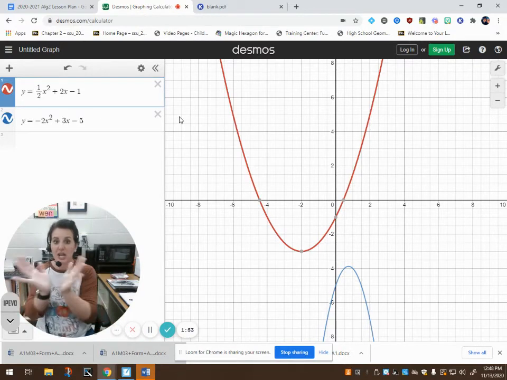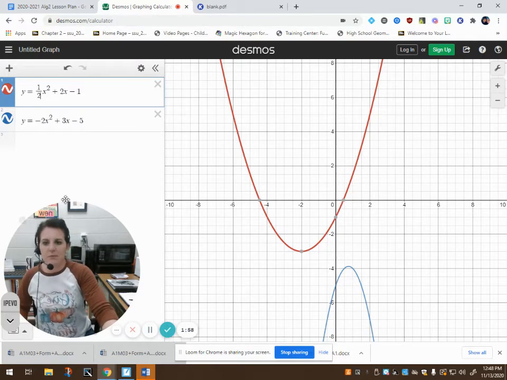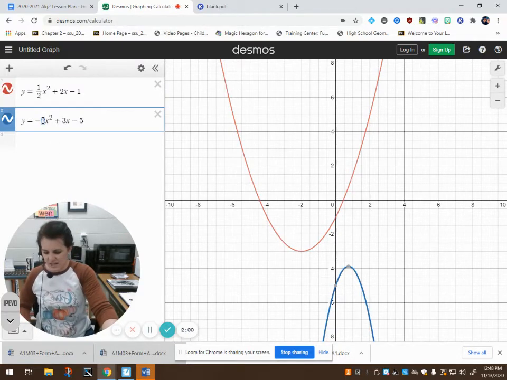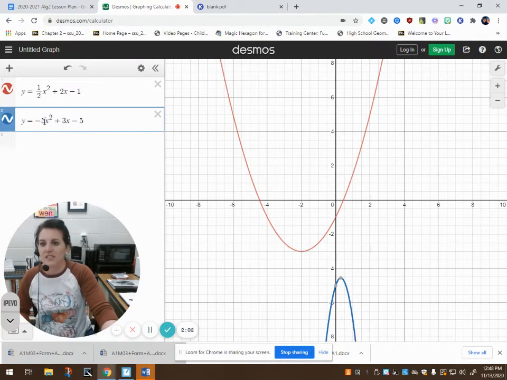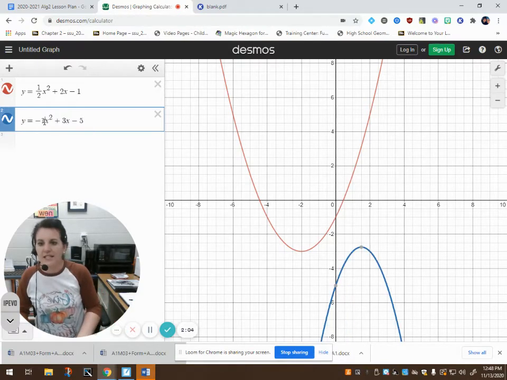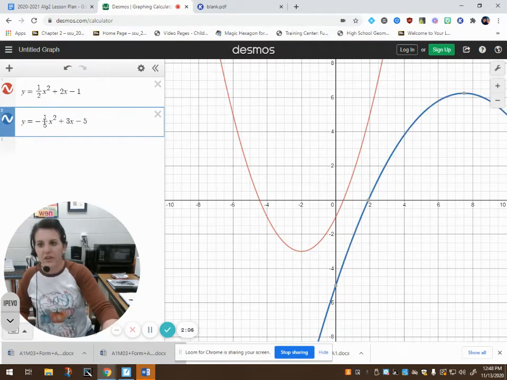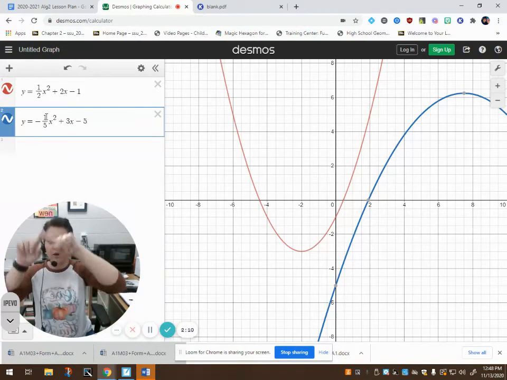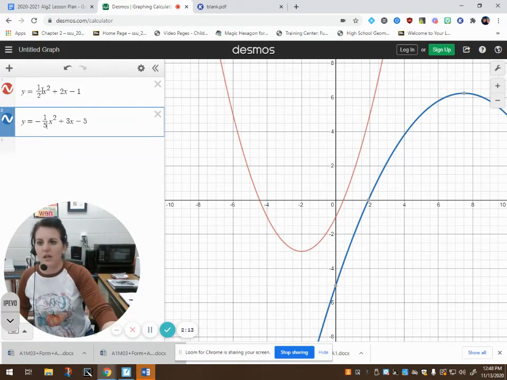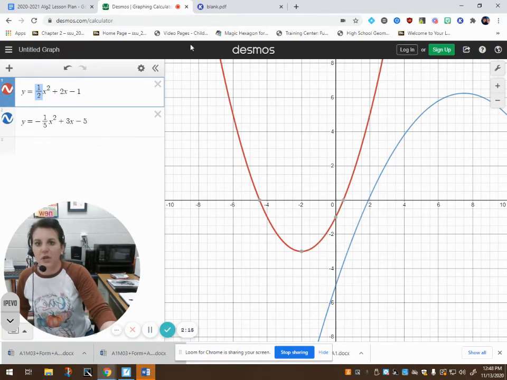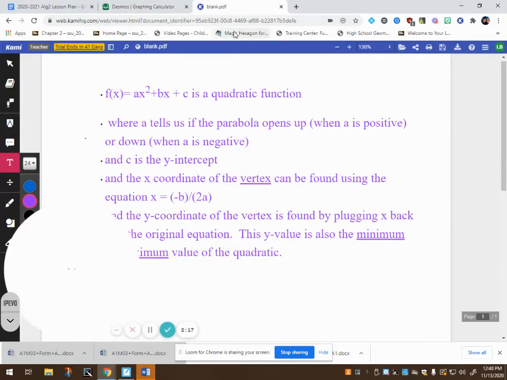It changes the shape of the graph, but it doesn't change the fact that it's a happy face. Same thing with this negative. It doesn't matter if it's -5, -10, or -1/5. Whatever it is, if it's a negative value, it's still a frowny face. It's still opening downward. So that's what this A value in my quadratic function tells me.